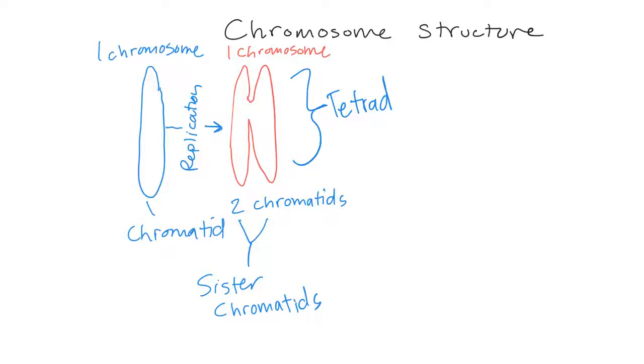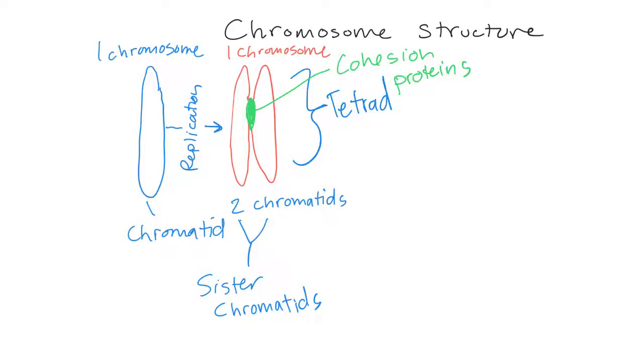All right, so there are a few more structures on this tetrad. So what's tying the sister chromatids together? Are proteins called cohesion proteins. Okay, where did we hear the term cohesion before? Water, right? So water sticks to itself. You have two chromatids sticking to each other through these cohesion proteins.